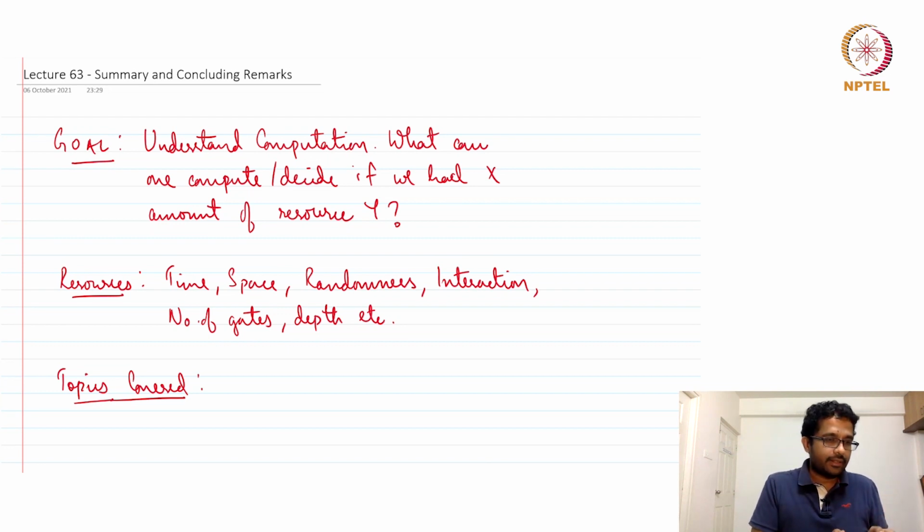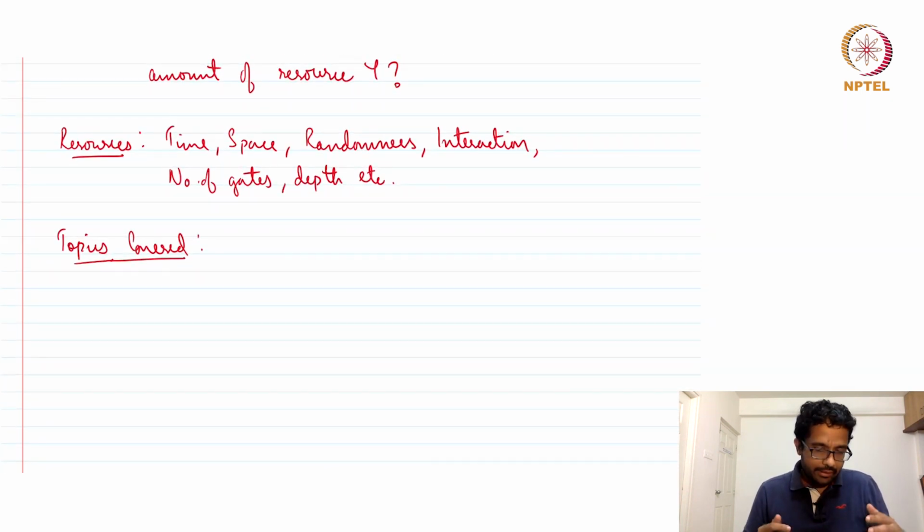So if there is a language that can be decided in polynomial time, then this language belongs to the class P. If a language can be decided using polynomial space, it is PSPACE. And so on. Polynomial time but with randomized computation, two-sided error, it was BPP, and so on. Interaction, we saw IP, AM, and so on. So these are the resources that we saw, and we tried to understand many of these complexity classes and gain some understanding of them.